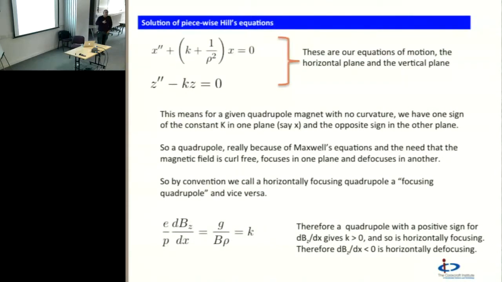So if we have the sign of big K, it tells you if it's focusing or defocusing in a given plane. And by convention in the field, we call a horizontally focusing quadrupole a focusing quadrupole. So if someone says to you, I've got a focusing quadrupole there, it means it's focusing horizontally and defocusing vertically. If someone says, I've got a defocusing quadrupole there, it's defocusing horizontally and focusing vertically.